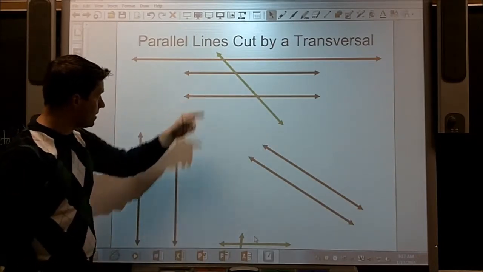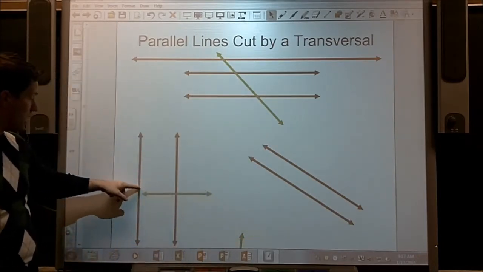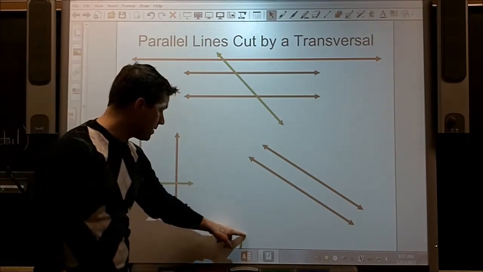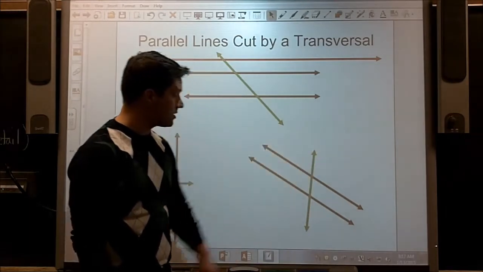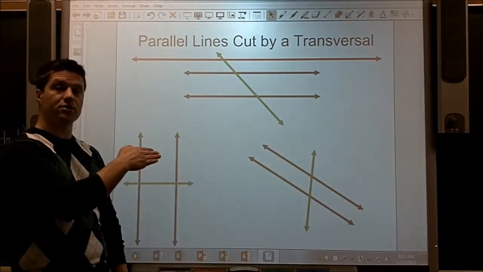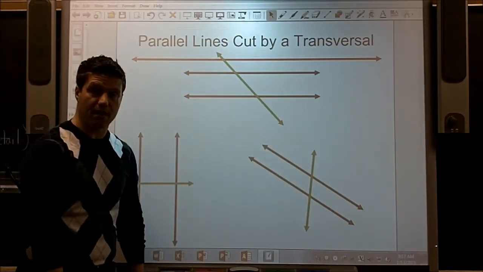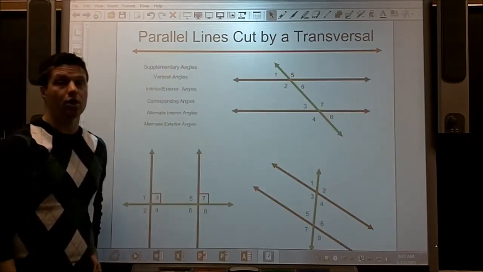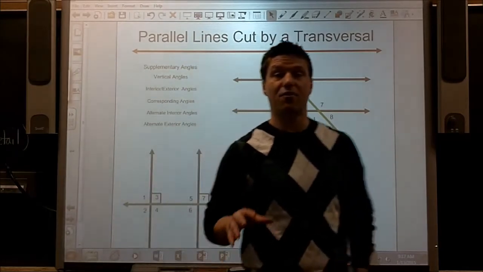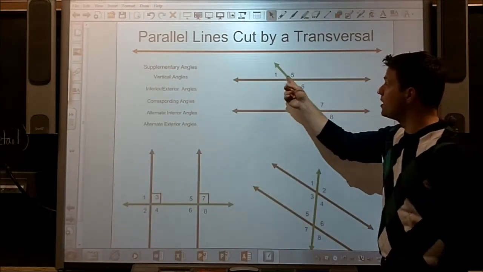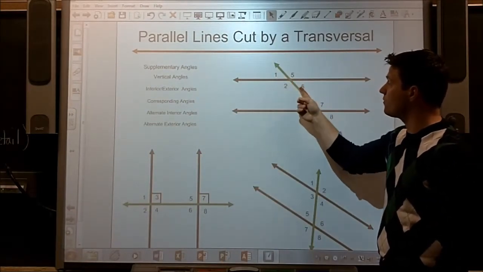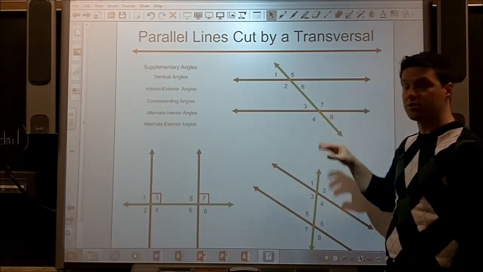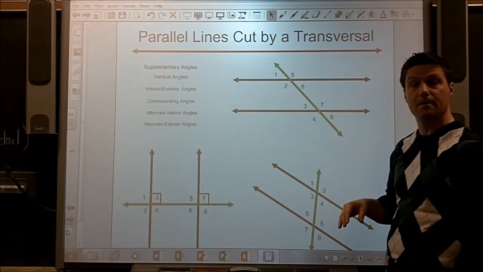Okay? It could be like that. It could be 2 parallel lines cut this way. Okay? It could be 2 parallel lines cut like this. But the transversal is that line that goes over the top of them. And when you cut 2 parallel lines with a transversal, you create 8 different angles. If you look up here, this little intersection creates 4 different angles. This one down here creates 4 different angles as well. So there's 8 total angles, right?